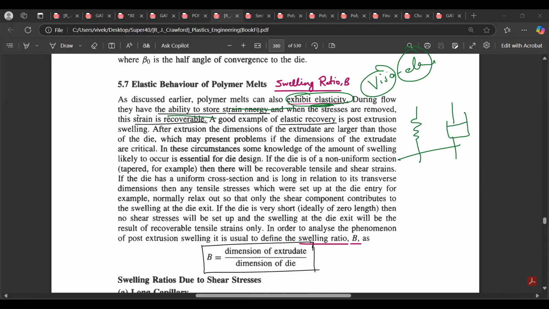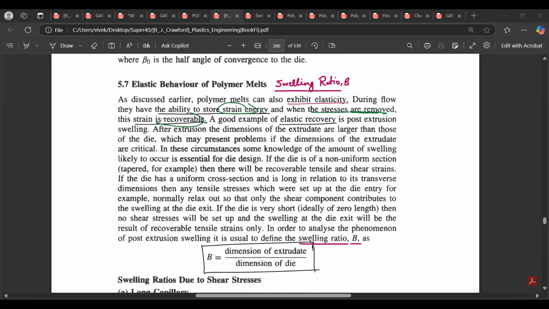During flow they have the ability to store strain energy. When the stresses are removed, they are going to recover, so all the strain energy is going to be removed from it. Why? Because everybody wants to minimize their energy. Everybody wants to be in their minimum energy state. That's the universal law of thermodynamics, right?